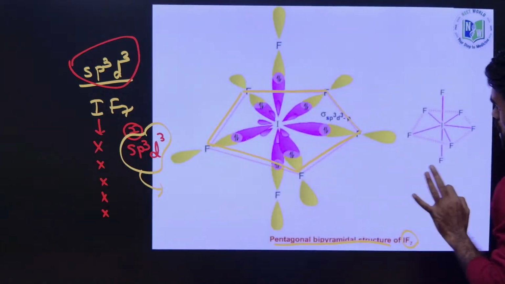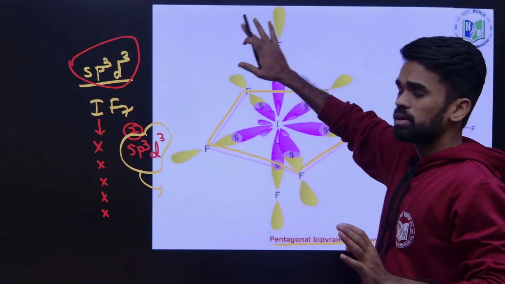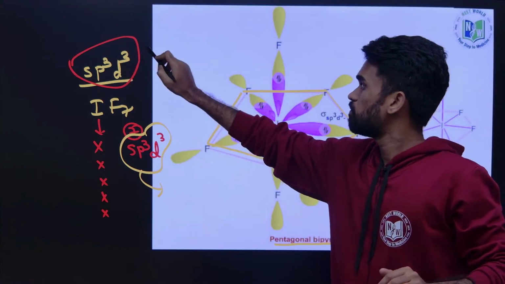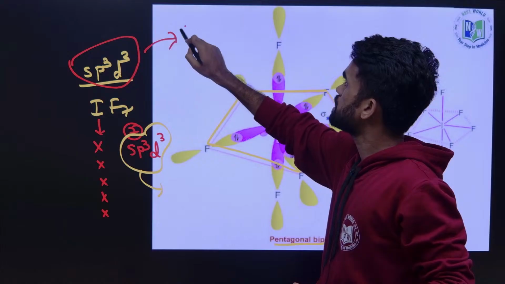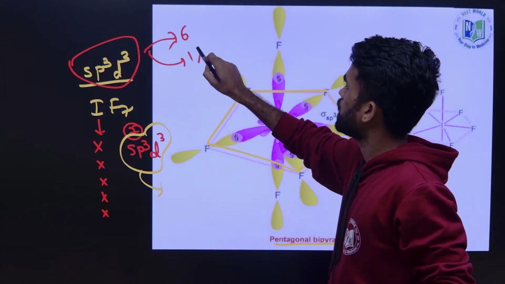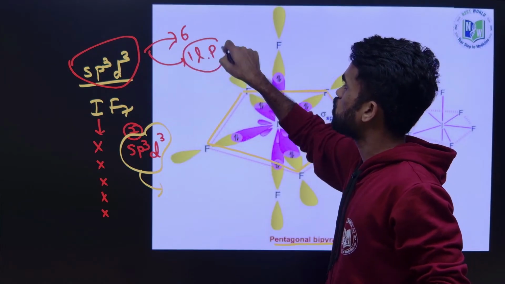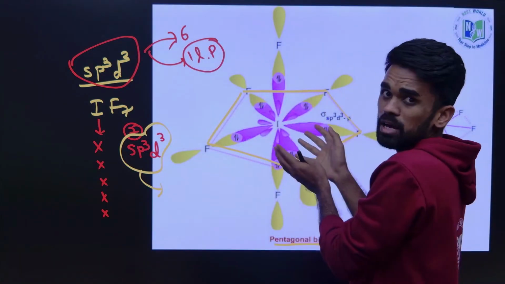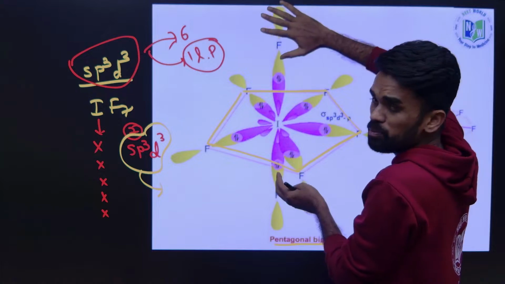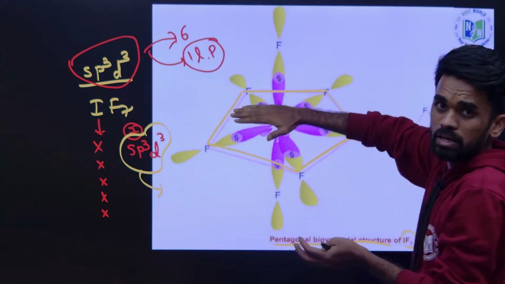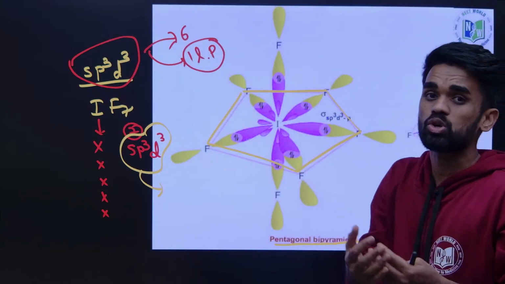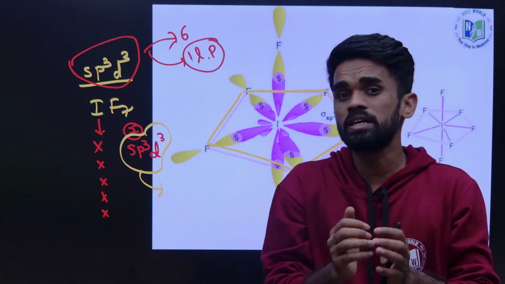And sometimes we will have sp3d3 hybridization with 6 bond pairs and 1 lone pair. By placing this 1 lone pair, the structure becomes like this: you can remove one pyramid, so it will be pentagonal with only one pyramid. That can also be called distorted octahedral.